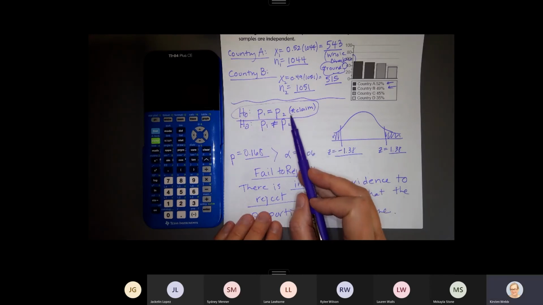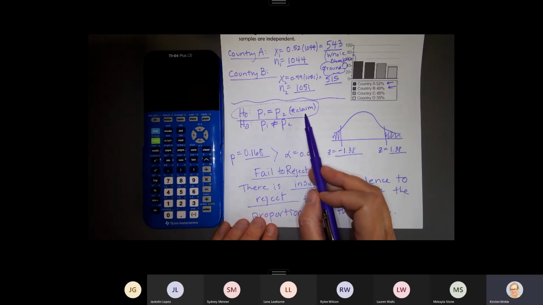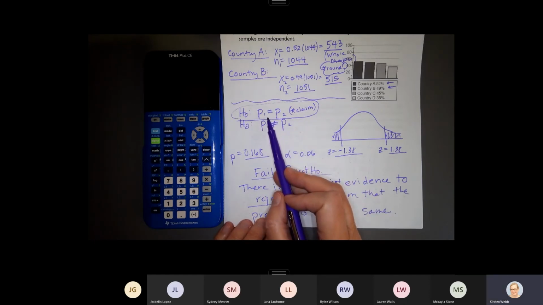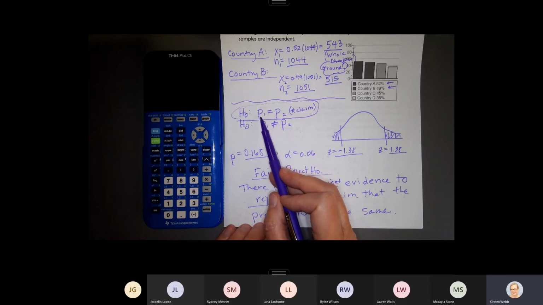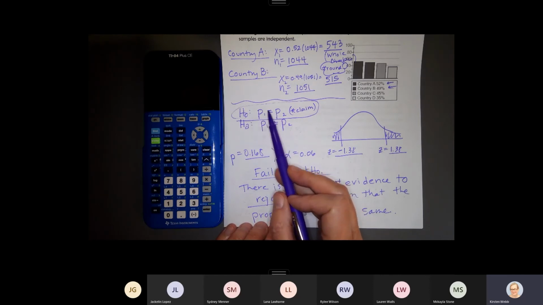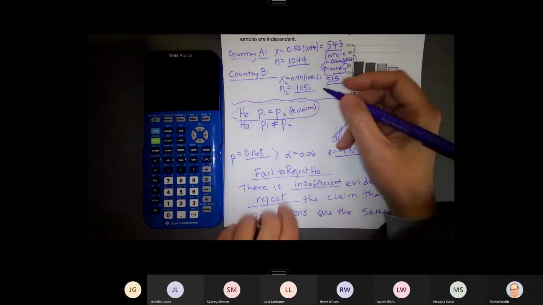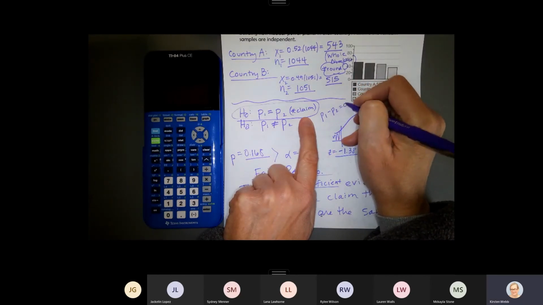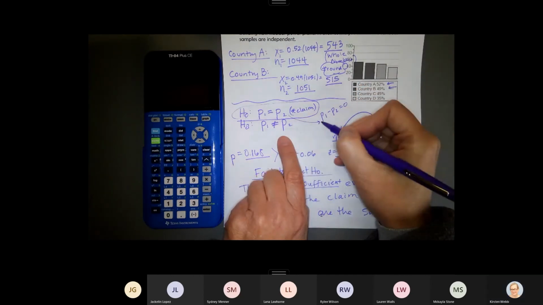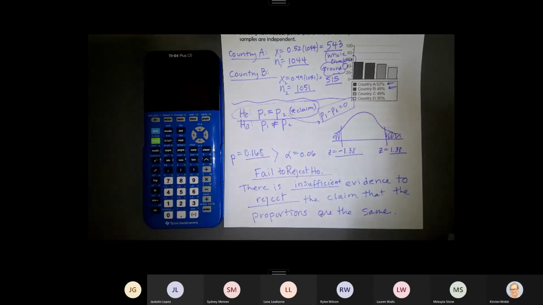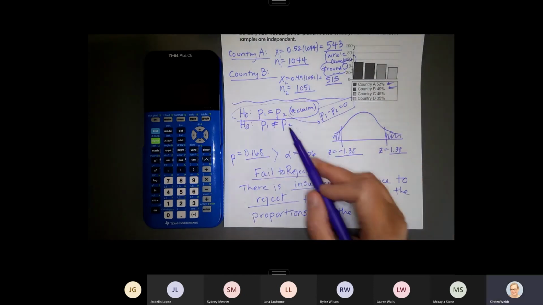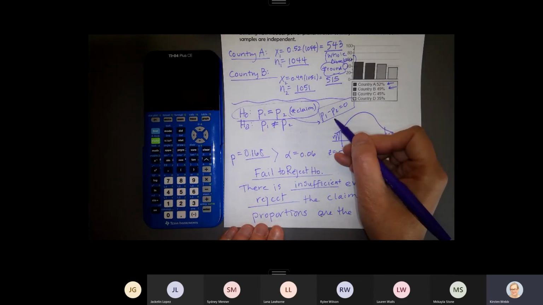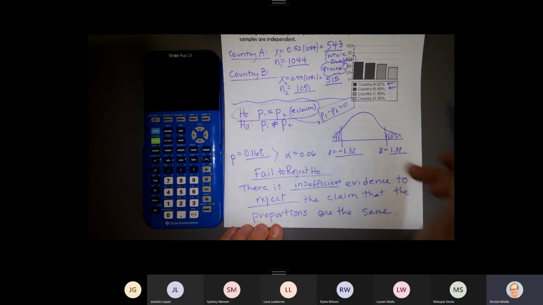So if we did not reject the claim, that means we stuck with this null hypothesis. So we essentially think the proportions are equal or the same. And like we said a minute ago, if they are equal or the same, if we subtract them, we would get 0. So if they are the same, there would be no difference when we subtract.